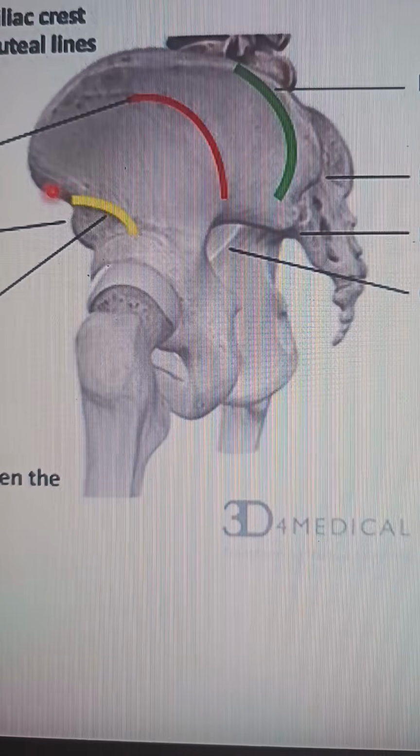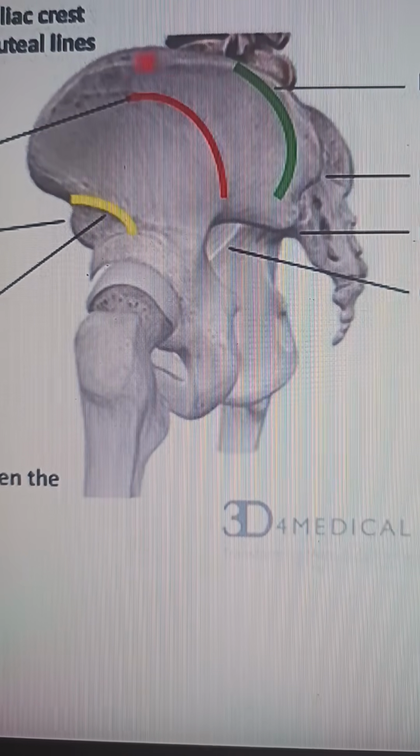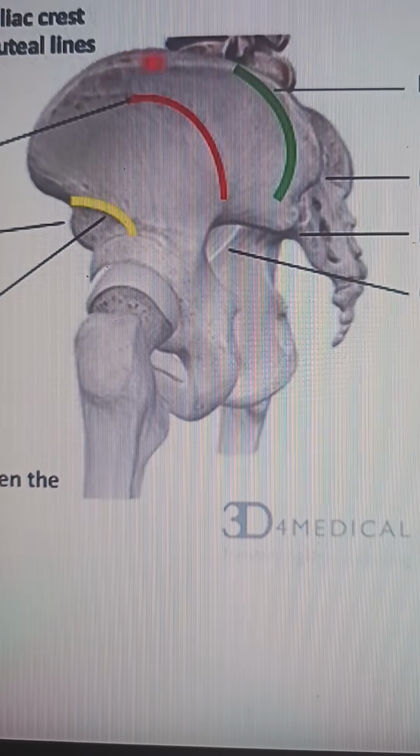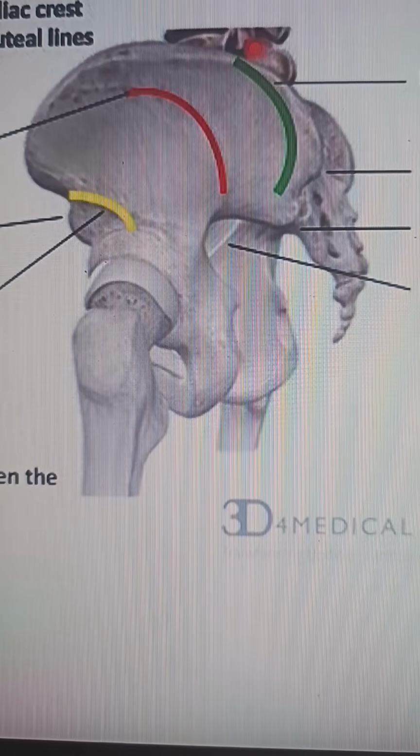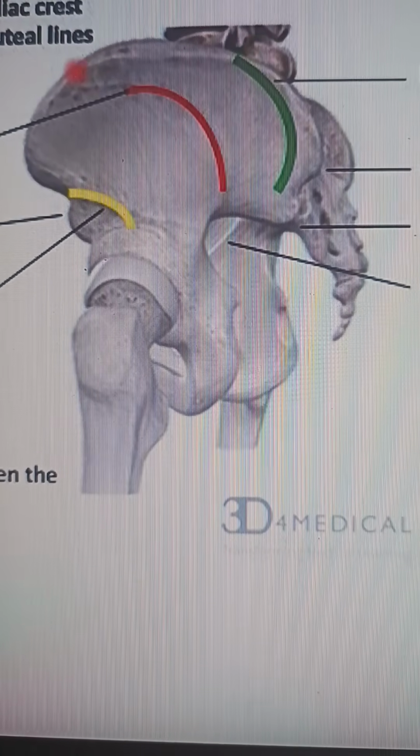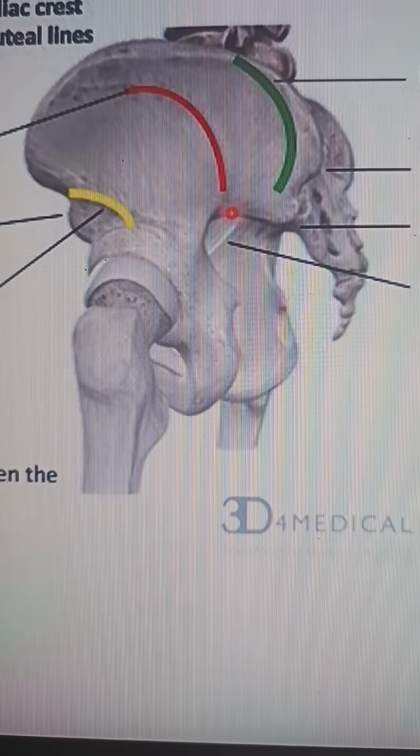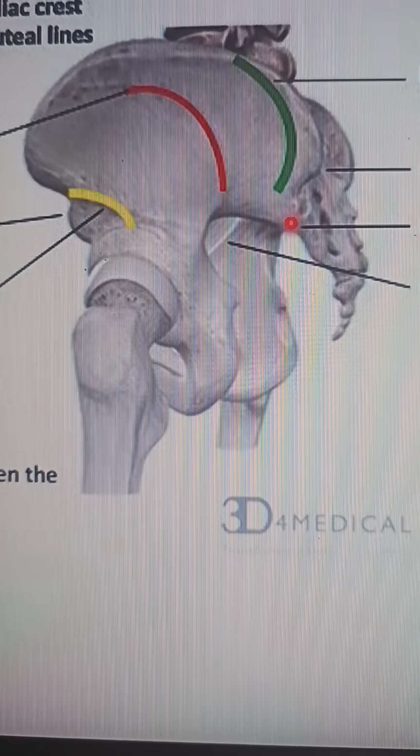Now, here is the upper border of the ilium. There is a thickening known as the iliac crest. It runs from here. That's the thickening of the iliac crest. Here is the anterior end and here is its posterior end. Keep in mind the anterior and posterior end of the iliac crest. Below, as I already mentioned, you have the greater sciatic notch. So these are the two points you have to keep in mind.